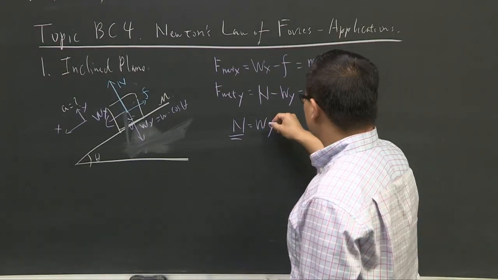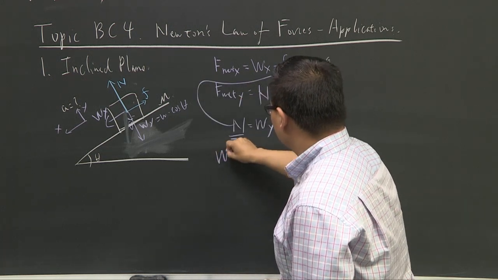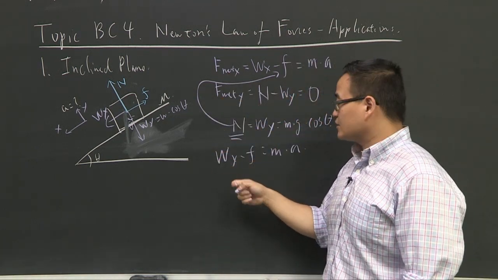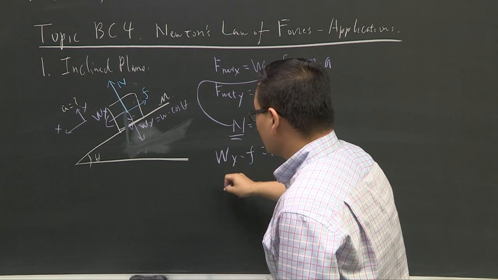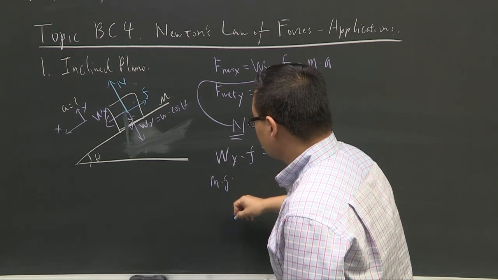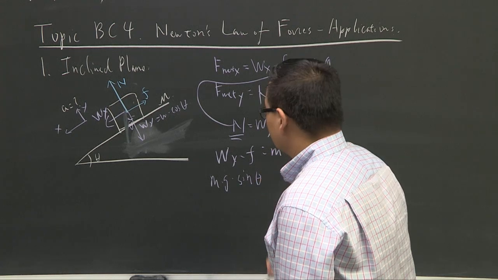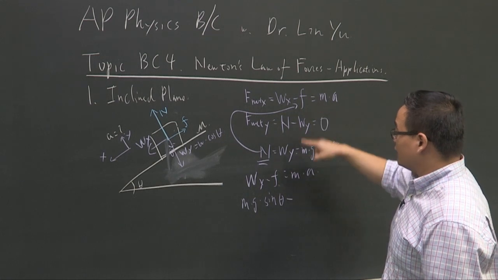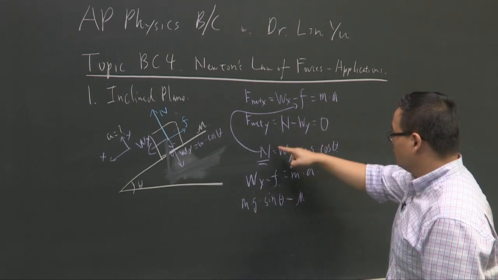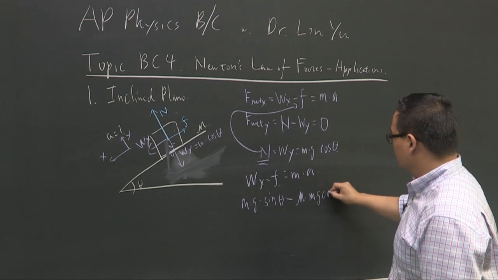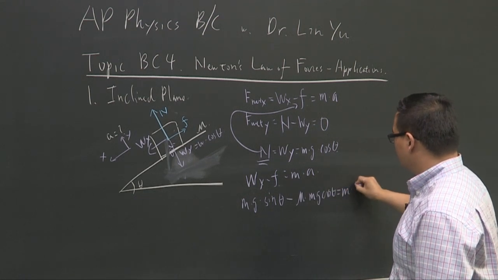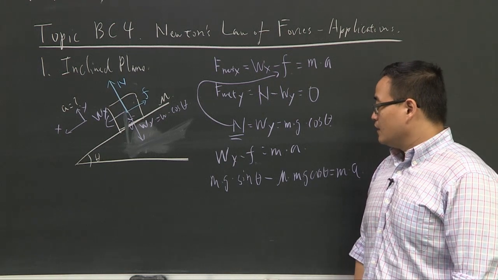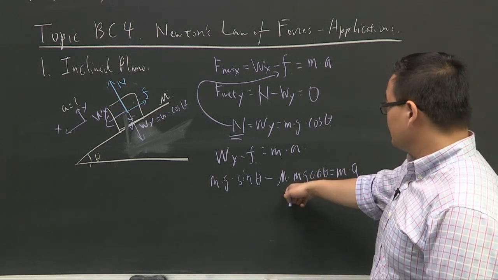Once you get the normal force, you need to plug it in here because Wx minus friction is mass times a, where your force net in the x direction. Your W of x, the x component of your weight, is mg times sine theta, minus friction, which is mu times normal force. Mu times normal force is what? Mg cosine theta is equal to m and a. Okay?